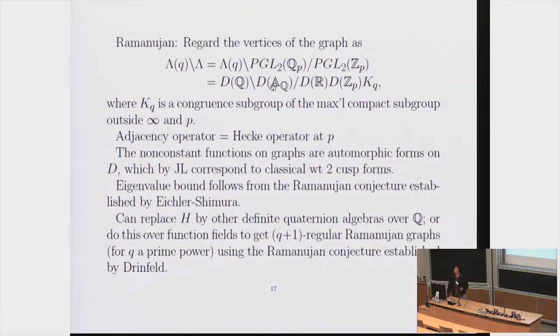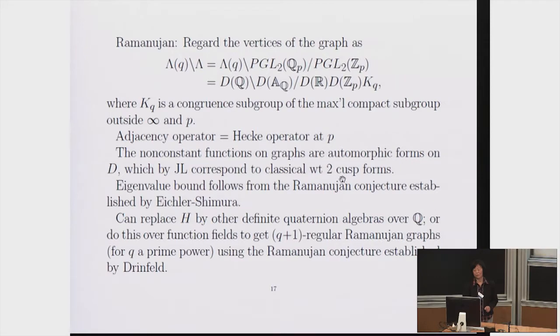There one uses the Jacquet-Langlands correspondence to reinterpret those automorphic forms as modular forms. And there we have the very famous result, which says that this eigenvalue of the Hecke operator does satisfy the Ramanujan bound, which means that its absolute value is bounded by twice the square root of p. So these kinds of graphs are Ramanujan. The key thing is this setup.